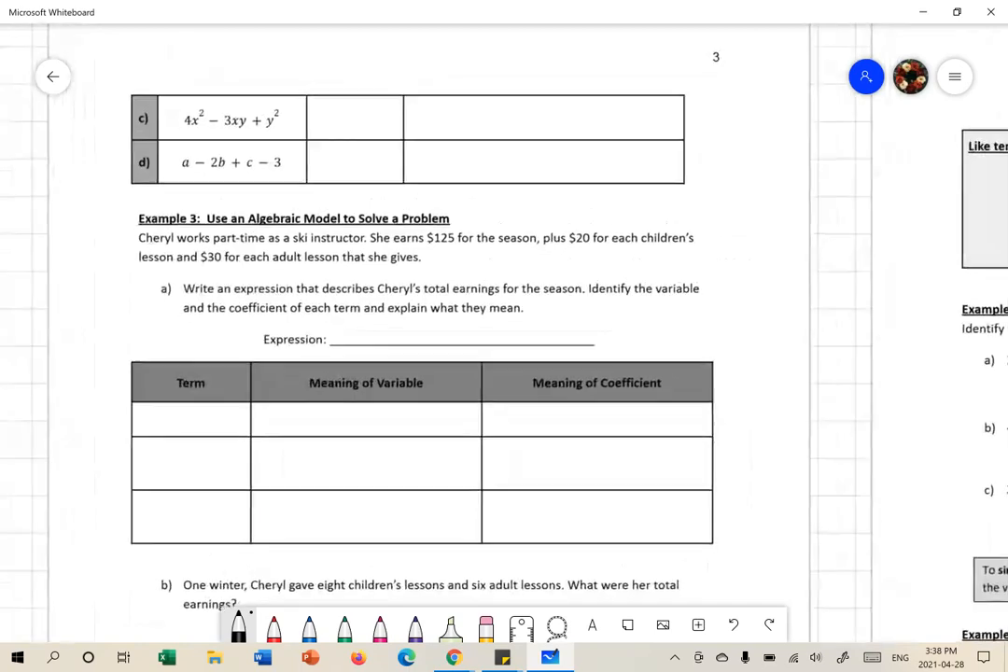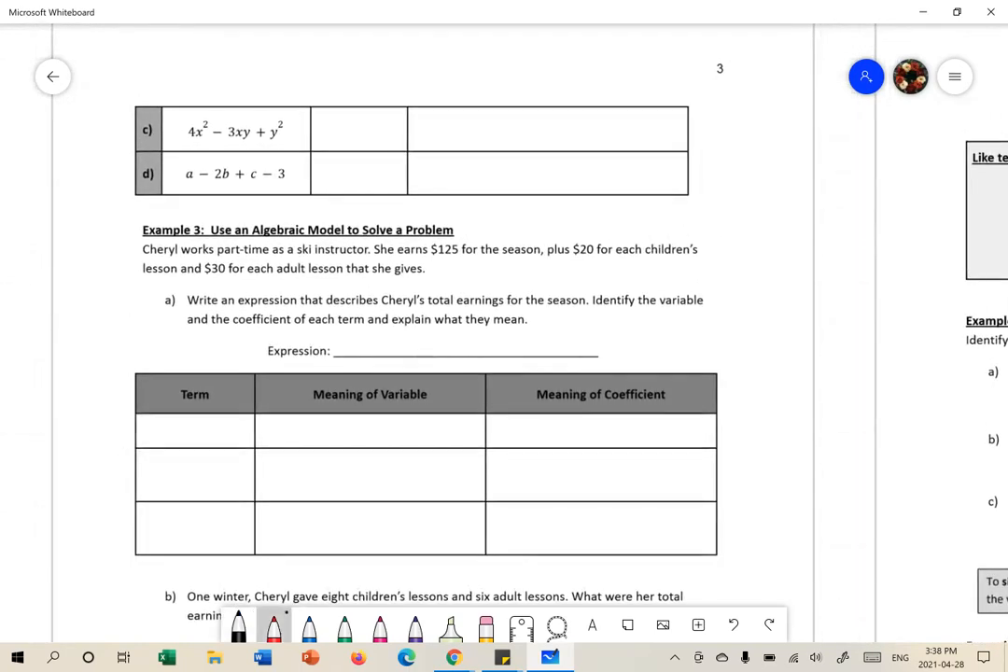Continuing on the next page, we have 1, 2, 3 terms. We call this a trinomial. And finally, this is 1 term. This is 2, 3, 4. So we call this a 4-term polynomial.